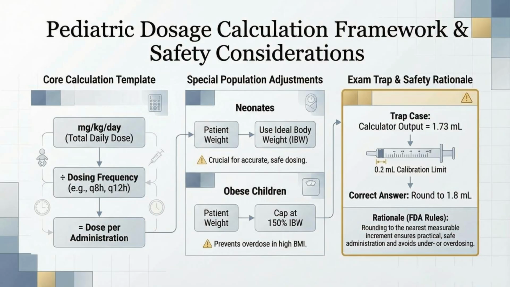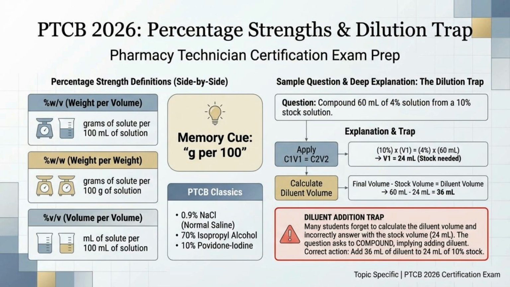by dosing frequency. For special populations like neonates and obese children, use ideal body weight and observe a cap at 150% IBW to ensure safe dosing. Be cautious with rounding rules to prevent over or underdosing. Percentage strengths are defined as grams or milliliters of solute per 100 of solution or mass.